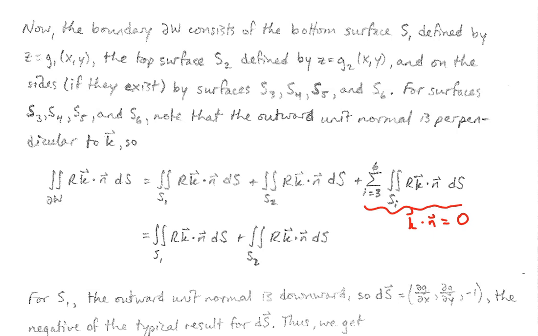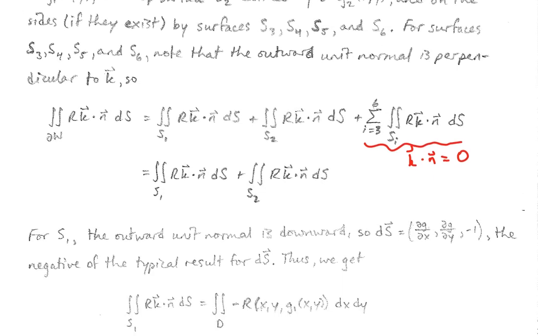So let's look at S1. For S1, the outward unit normal is going to point downward. When we talked about what our n hat dS is going to be, for the upward, it was minus g sub x, comma, minus g sub y, comma, positive 1. So to get it pointing downward, we multiply every component by negative 1. So we have a positive g sub x, a positive g sub y, and a negative 1.